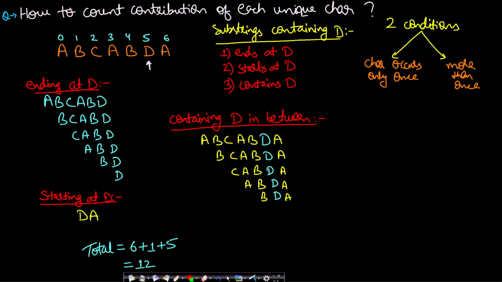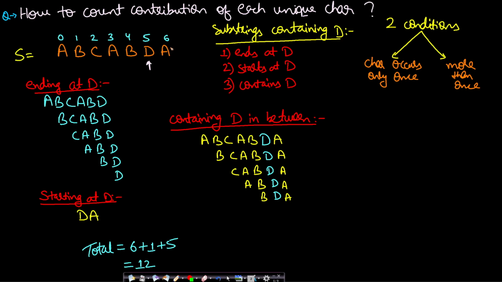Now the next question can be how to count the contribution of each unique character. So we should focus on learning how to count the contribution of each unique character, and it is just a repetitive process for all the characters and you just need to add them up. So let's take a bigger example. Let's take the string ABCABDA.